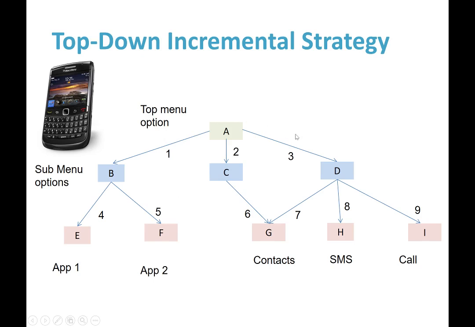So once I've tested the top tier and the middle tiers, then I start working down: okay, can I get from the top tier through the middle tier and open up app 1, app 2, the contacts, the SMS, the call, and so on. So that is a top-down approach.